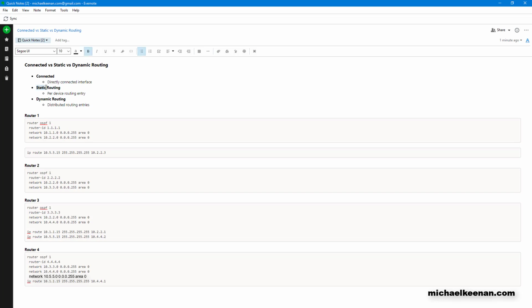10.1.1.0/24. Static routing is whenever we log into the router and do an IP route command. We say IP route 10.1.1.1 255.255.255.255 to 10.2.2.1, and that's saying send to that next hop router.